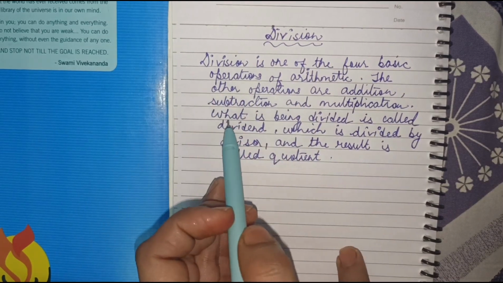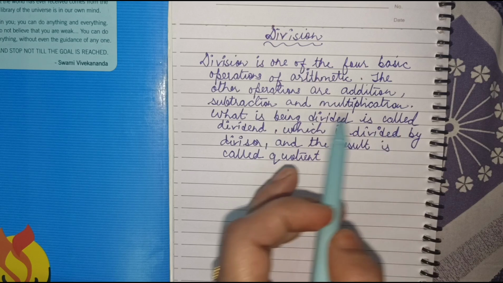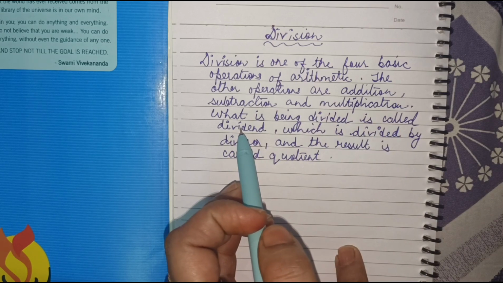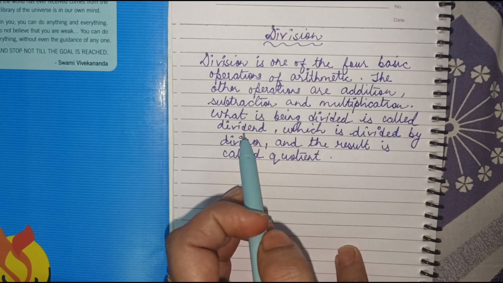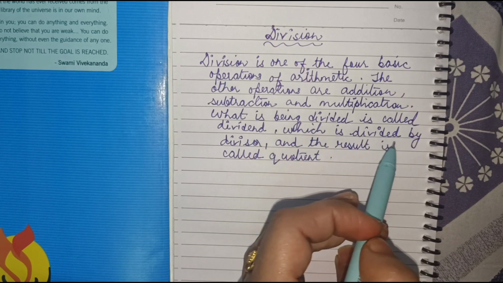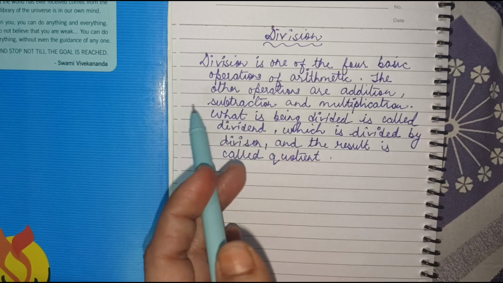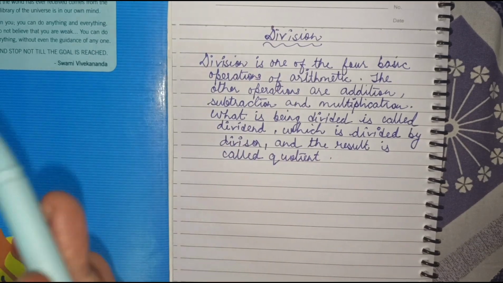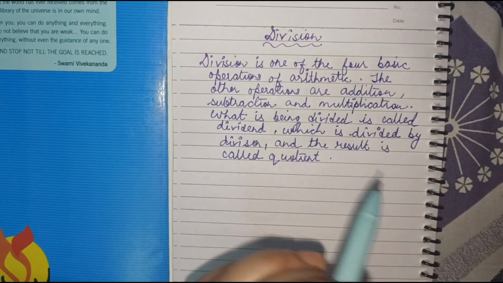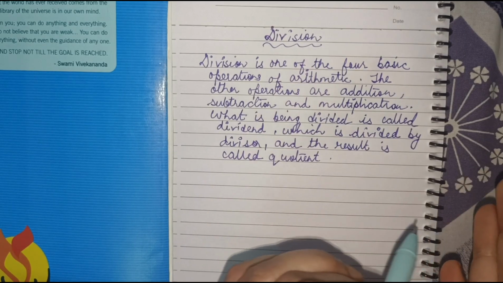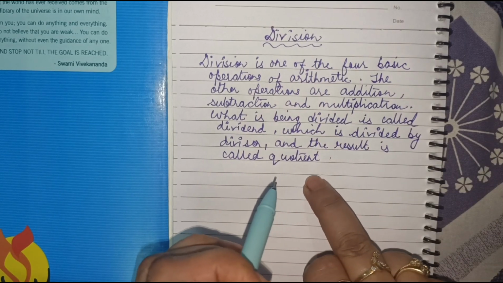Now, what is being divided is called dividend. The number that is being divided, that is called dividend, which is divided by the divisor, and the result is called the quotient. Whatever result we are getting, that will be our quotient.